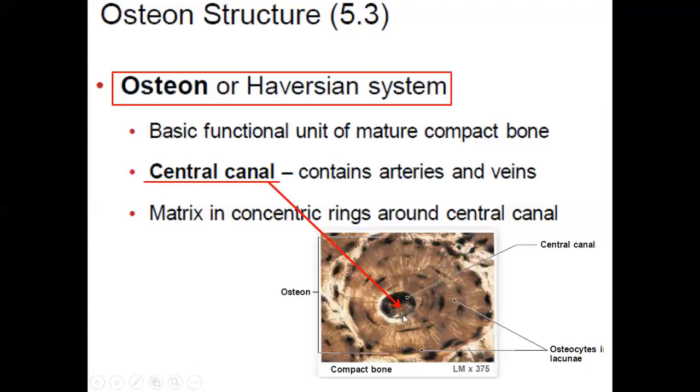And the central canal is basically in an osteon, an area where arteries and veins can get into or out of a bone to supply blood to or drain blood from it. So these concentric rings, this is all basically one osteon, one Haversian system. It's a major functional unit of compact bone.